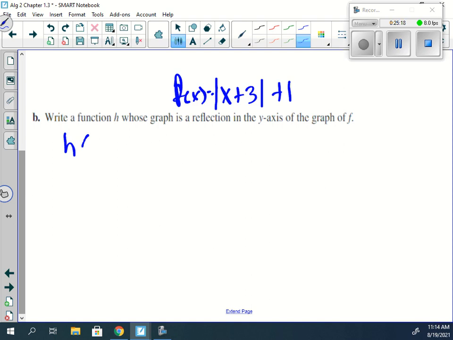Write a function h whose graph is a reflection in the y-axis of the graph of f. Now for us, the y-axis is going to be f of negative x. For across the y-axis, it's f of negative x. We're changing the input from positive to negative.